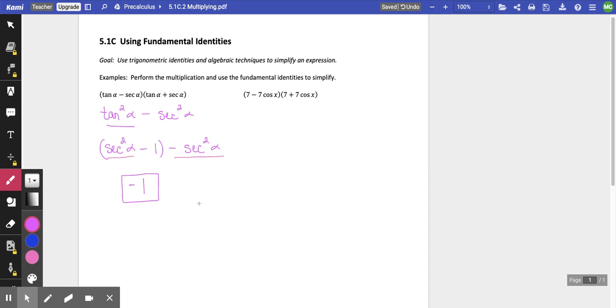So there's no trig function there at all. Okay, now you try this second one here, that 7 minus 7 cosine of x times 7 plus 7 cosine of x, and answer the question on the Google form.